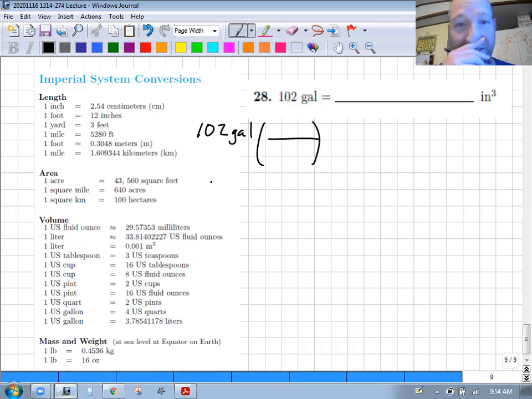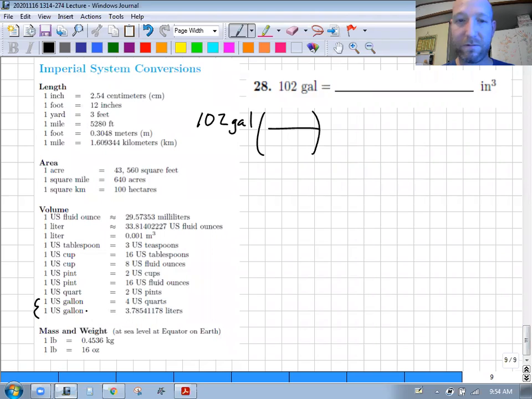let's see. Here's gallons, quarts, liters. I'm going to have to look it up. Here's liters to meters cubed. See that? So if we can convert gallons to liters, then we can convert liters to meters cubed, and from meters cubed, we can go to inches cubed. So let's try that.